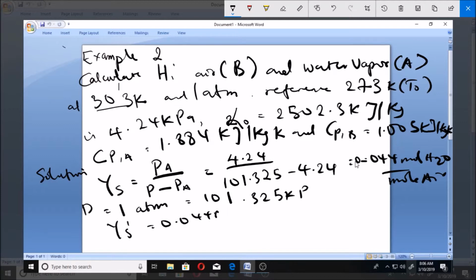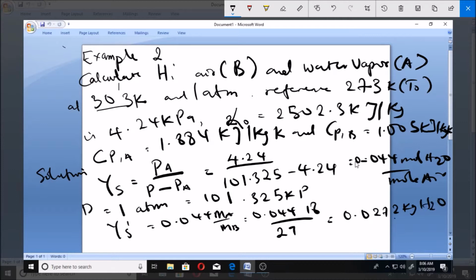Now, Y prime is equal to 0.044 MA over MB. MA is 18, that is for water, over 29 for air, which will give us 0.0272 kilogram H2O over kilogram dry air.